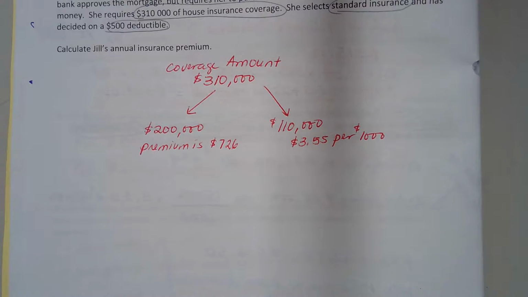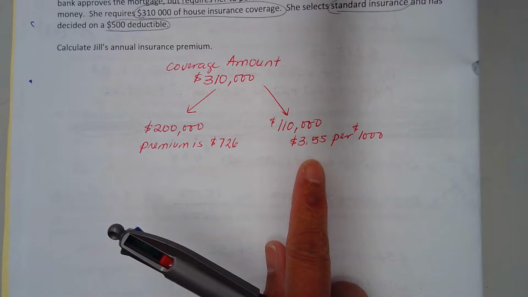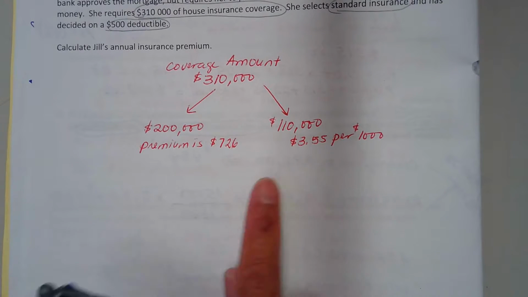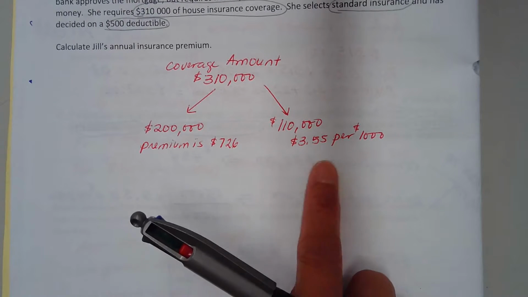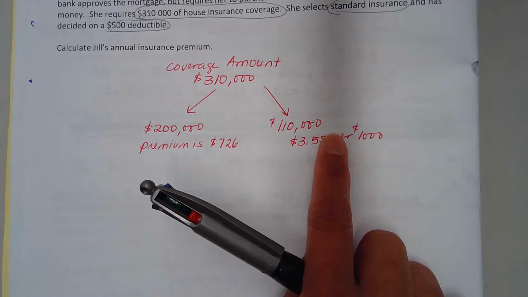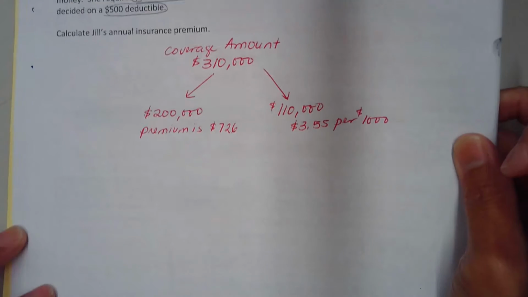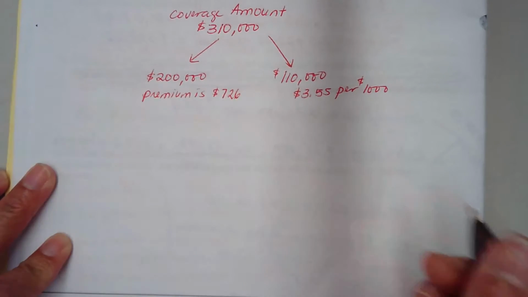So I'm guessing that 726 will cover the 200, and for the 110 it's 355 per thousand. Correct, yeah, that is correct. So $726 will cover the $200,000 coverage, and then it's $3.55 per thousand for the remaining 110. You got it. You times that by 110, divided by 1,000. So let's write all of that information down.